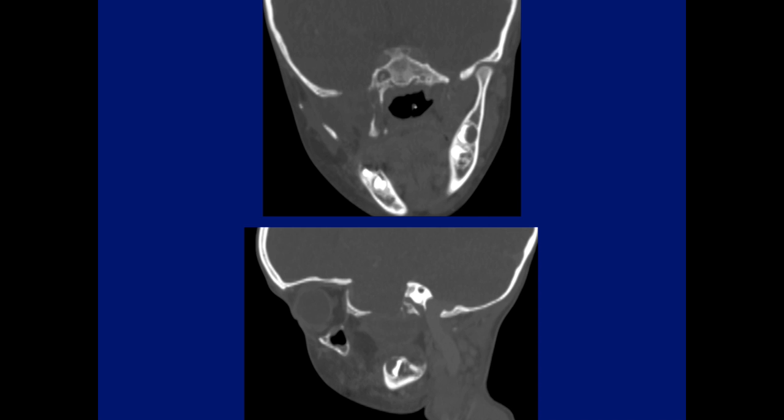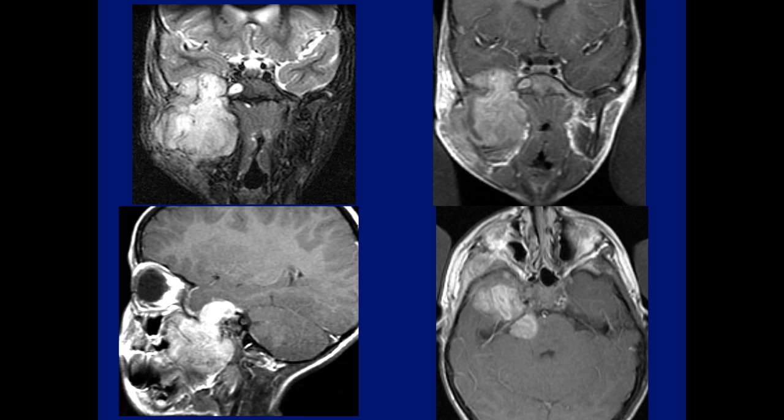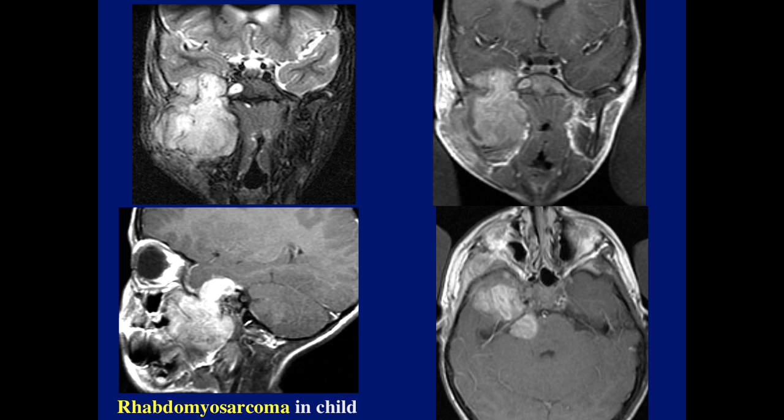Paraganglioma is mentioned, neuroblastoma met, not definitely in the differential. Whoever the guest is, mentioned the right diagnosis. This was a rhabdomyosarcoma in a child, I think it was 4 years old.